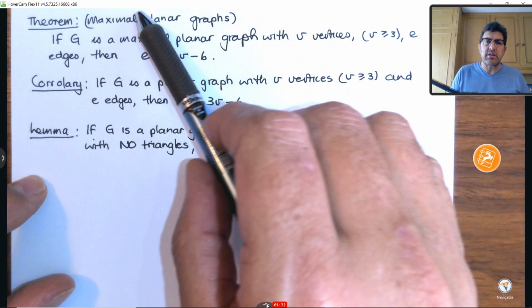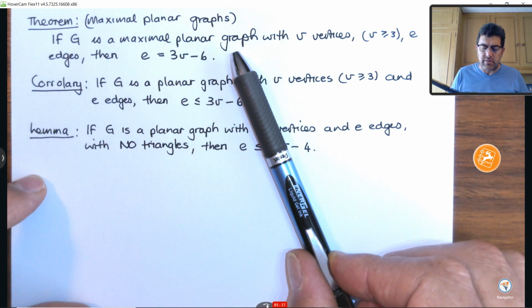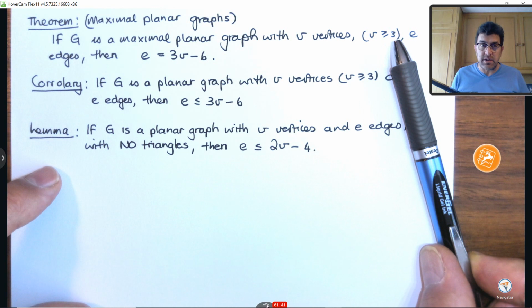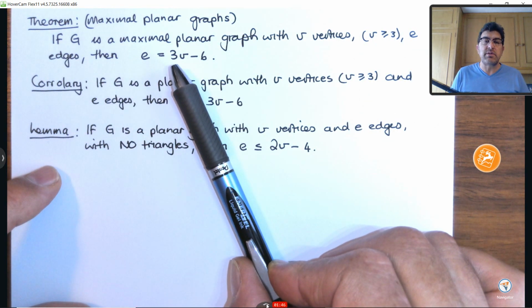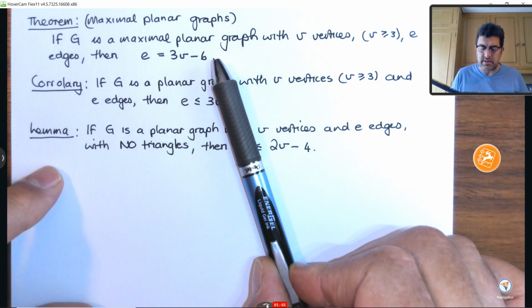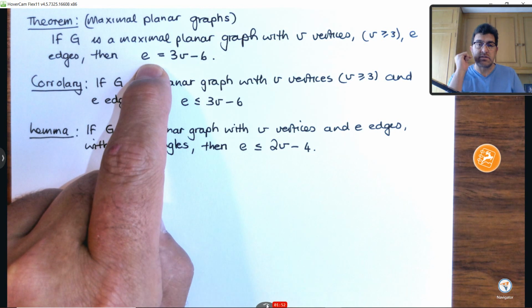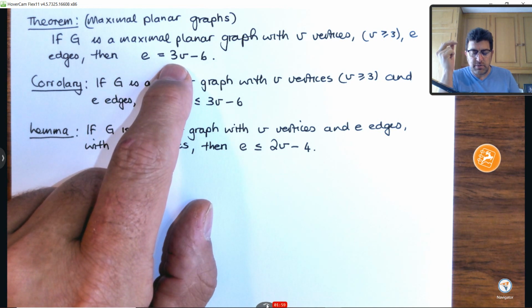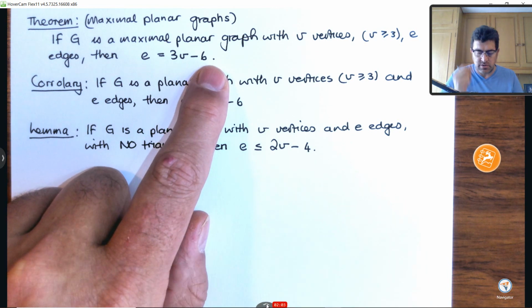The issue of triangulation came in here. So if G is a maximal planar graph with V vertices, where V is bigger than or equal to 3, and E edges, then E will be equal to 3 times the vertices minus 6. So this tells us there's a number we can find, the total number of edges on this graph, by tripling the number of vertices and subtracting 6 from that total.